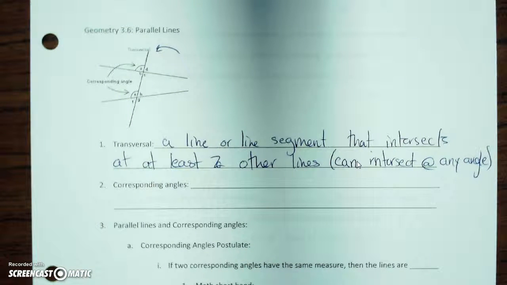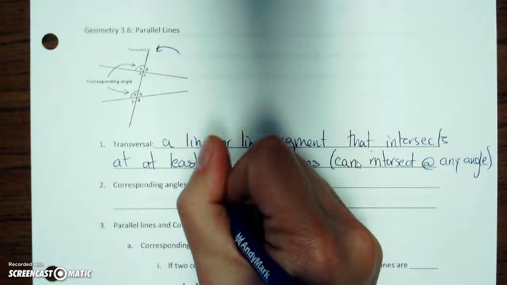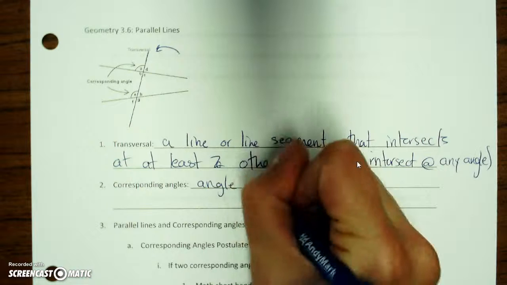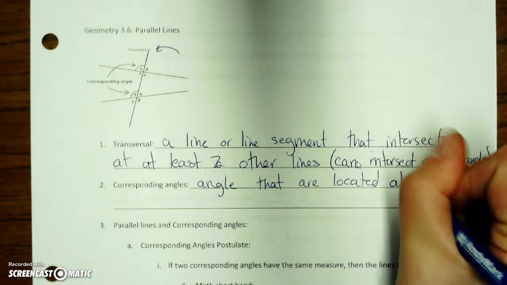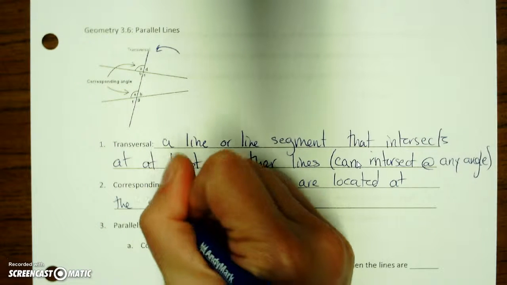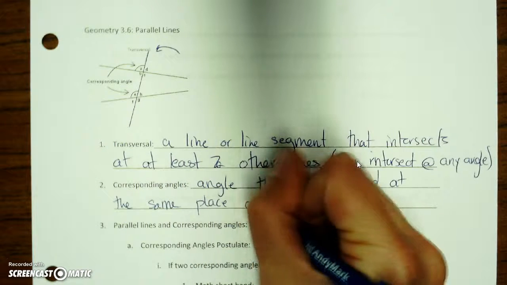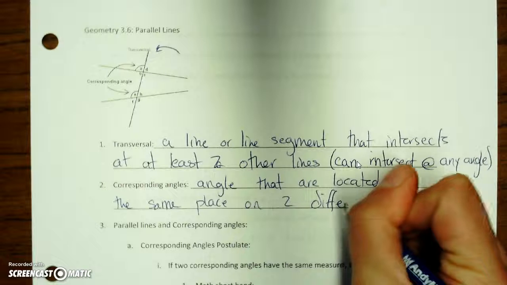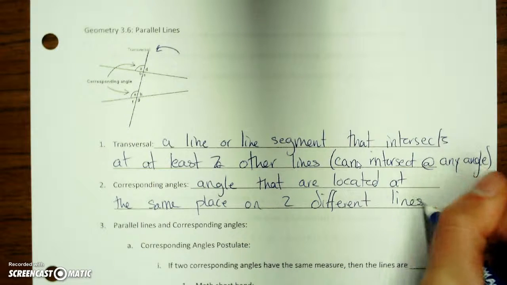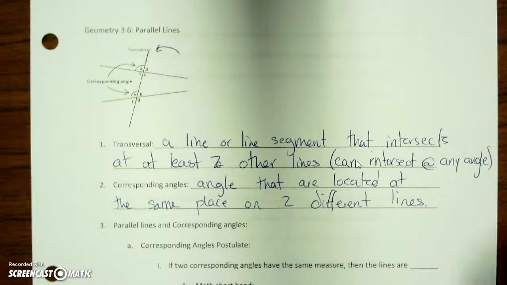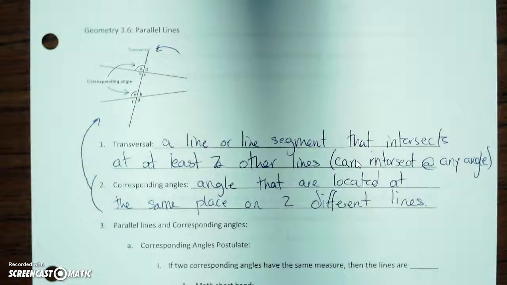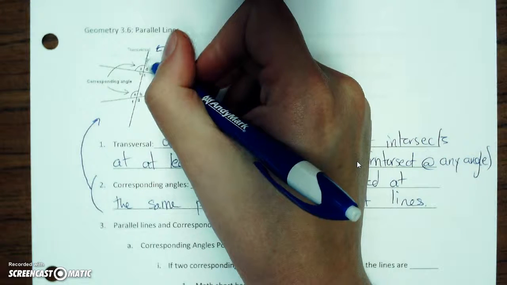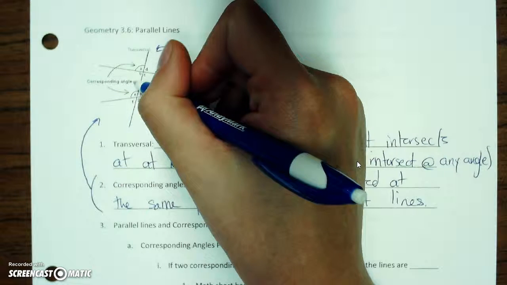Now, next thing we need to look at is corresponding angles. So corresponding angles are angles that are located at the same place on two different lines. Now, this is one of those things that's easier to see than it is to explain verbally. So I'm going to look at corresponding angles in regards to this picture up here. On this picture, we have A and E labeled as corresponding angles.